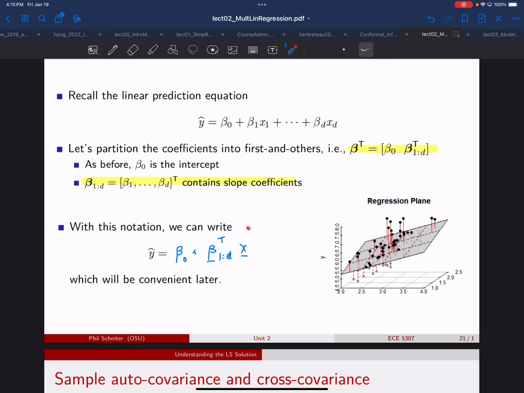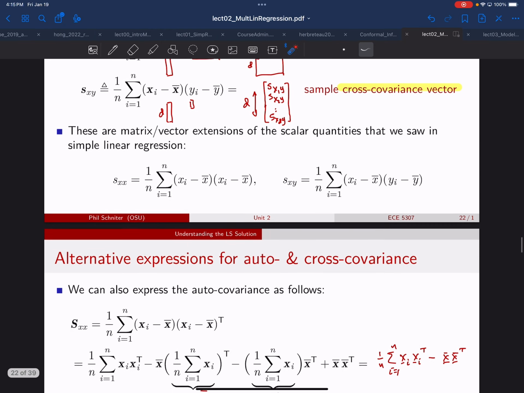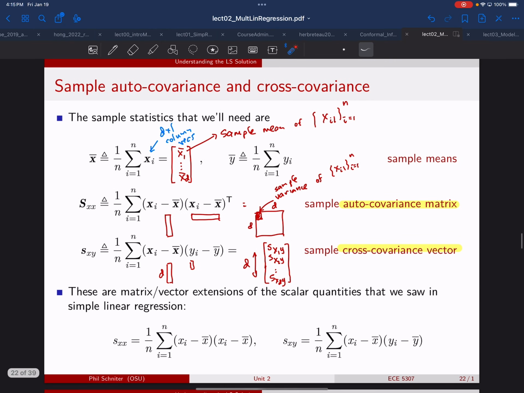So if we do that, then we have our prediction equation looking like this. And the next thing we did was we started to define some sample statistics that are going to be useful for us. And so the first thing we did is we defined the sample mean of our feature vectors.